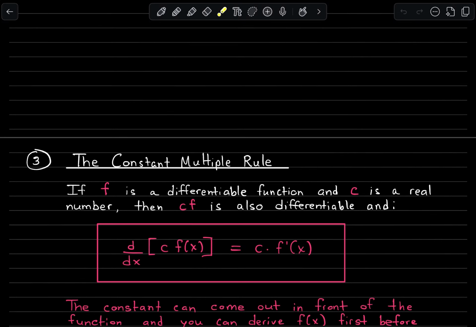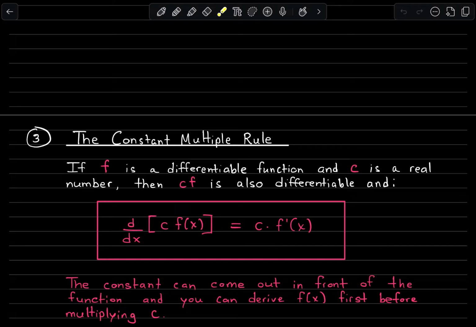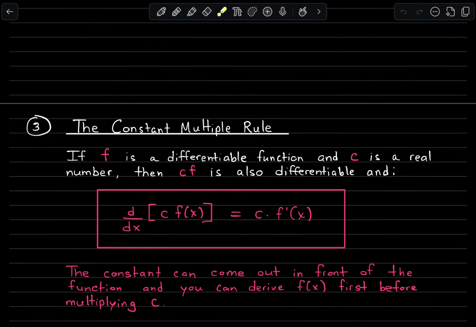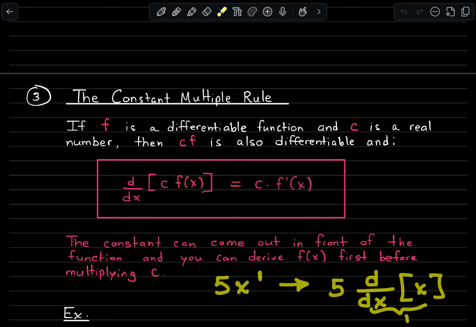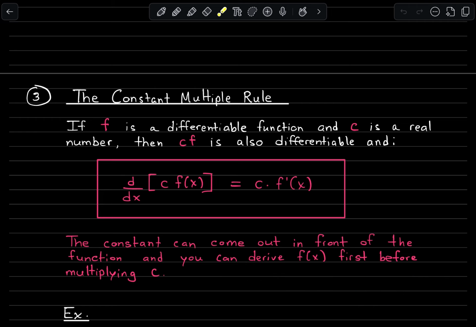Okay? So that constant comes out in front of the function, and you can derive f of x first before multiplying by c. So in that example I had just given, if we had 5x to the first power, we're just really doing 5 times the derivative of x, which we just saw was 1. So 5 times 1 is 5.